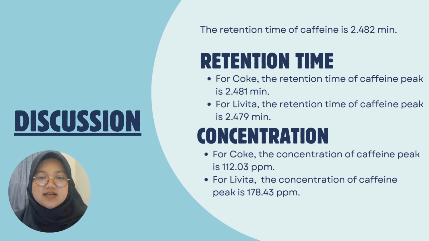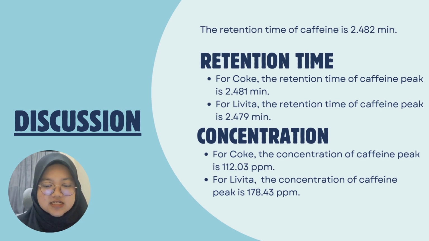In this topic, there are three chromatograms, which are caffeine, Coke, and Levitra. From the chromatograms, the retention time of caffeine can be determined, which is at 2.482 minutes. This means it takes 2.482 minutes to travel from the injection to the detector through the column. Also, the retention time of the caffeine peak in Coke and Levitra can be identified from the chromatograms. For Coke, the retention time of the caffeine peak is 2.481 minutes. This shows Coke having the highest peak.